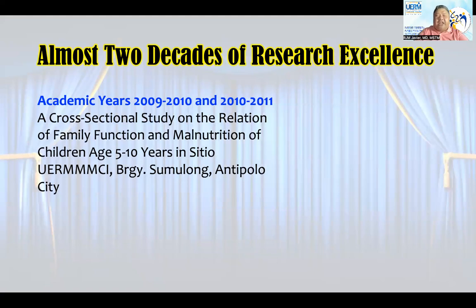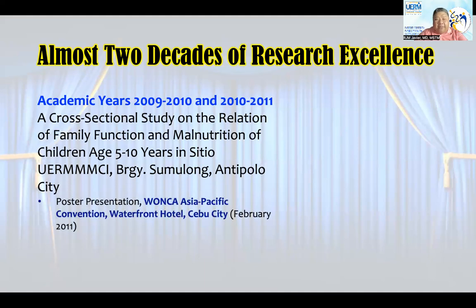Then the following year, this is another paper of my group, a cross-sectional study on the relation of family function and malnutrition of children aged 5 to 10 years in Sitio, UERM, Barangay Sumulong, Antipolo City. Again, this was presented in another WONCA Asia Pacific Conference. It's an international conference, but WONCA celebrates every 2 years. So in 2009, it was in Hong Kong. In 2011, it's again an international conference, but it was held in Waterfront Cebu. So it's still an international conference, and we were still part of WONCA.